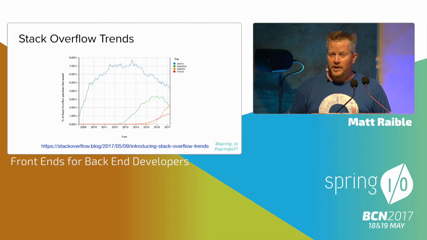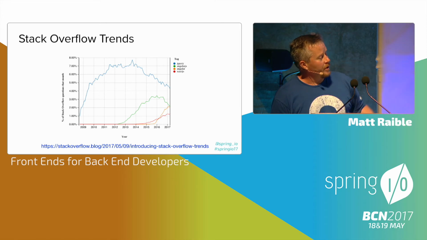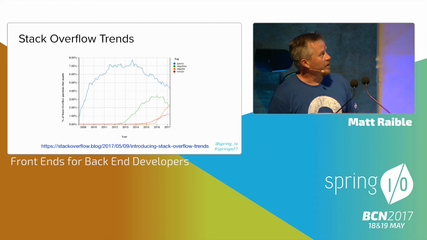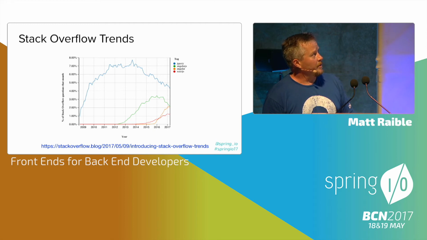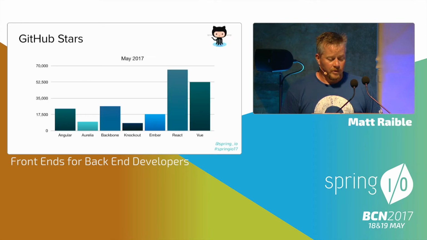Stack Overflow Trends was just announced last week or earlier this week, and they basically show trends on Stack Overflow of what's been popular over the years. You can see that jQuery used to be among the most popular tags. There's an extraordinary amount of growth in AngularJS, but all those are waning, and Angular's picked up as well as React. So those are both trending upwards.